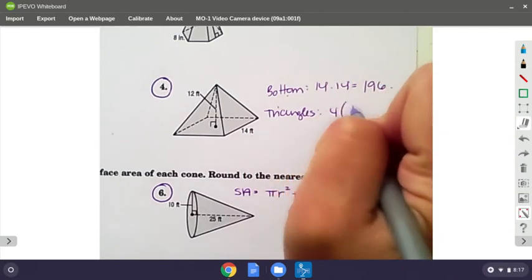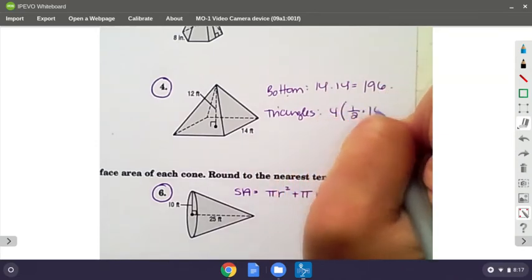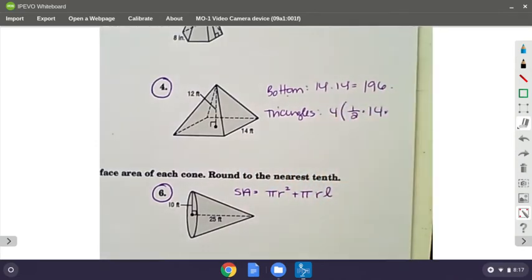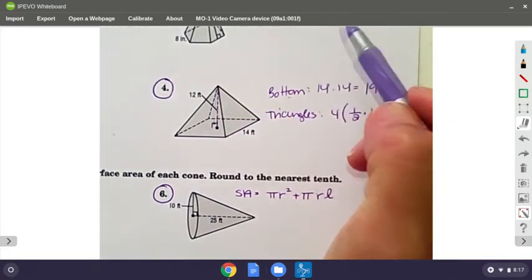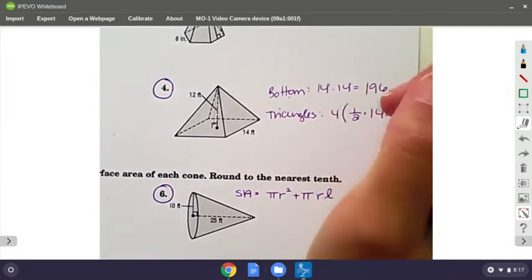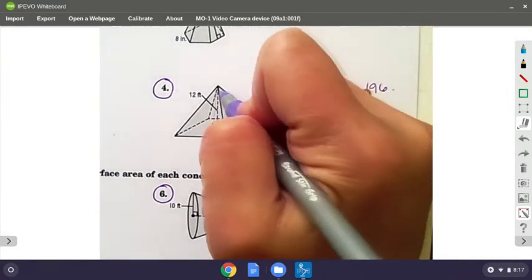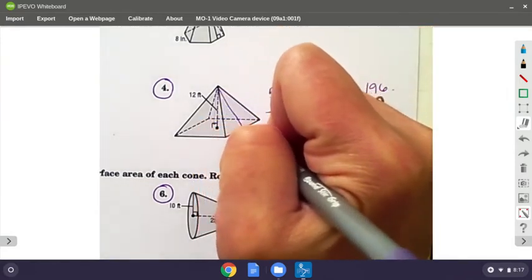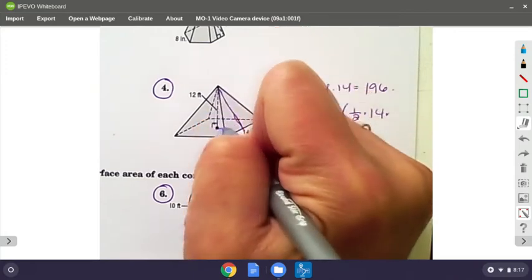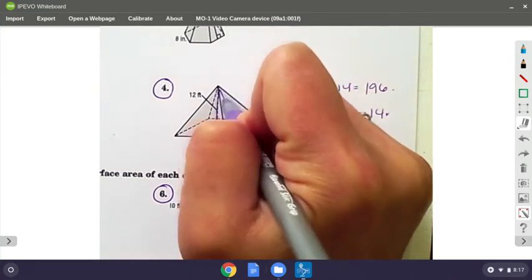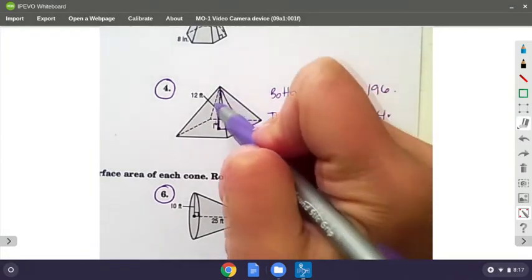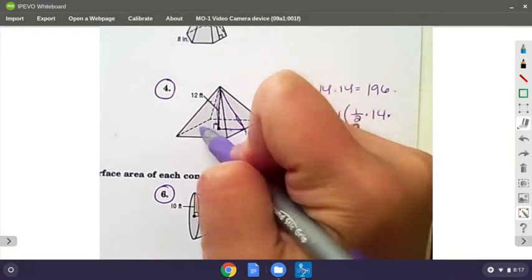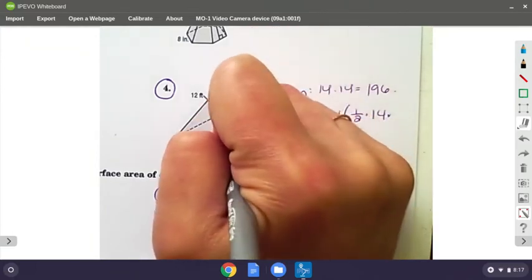So it's going to be 4 times 1/2 times the base times the height of the triangle, not the height of the pyramid. So in this particular example, we're going to have to find the height of the triangle. So this would be the height of the triangle, like this slanted part. If I draw this in, do you see how I have this right triangle here, inside of the pyramid? So this is 12. This is going to be 7, right? Because this whole thing is 14.